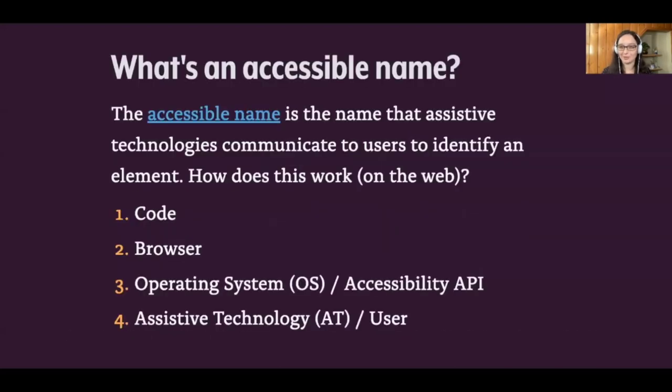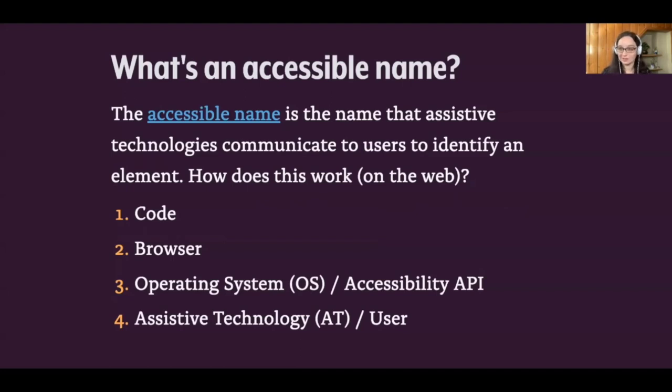Before we talk about how to programmatically associate labels and inputs, we need to have a baseline understanding of the accessible name. So what is an accessible name? There's a lot of information online about the accessible name, and I found a lot of it very, very confusing. So I've tried to distill it down into the core concept here for you. So the accessible name is the name that assistive technologies communicate to users to identify an element.